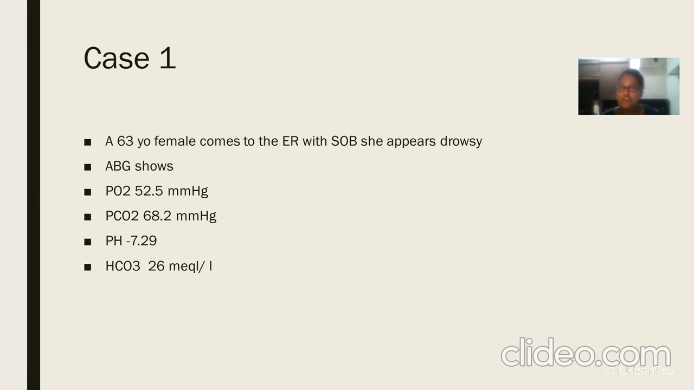And the options will be, what is happening with this lady? Or what is the compensation that you will see? Or what is the first step in your management? Any which way, key is to interpret your ABG. So let's see how we can do this.